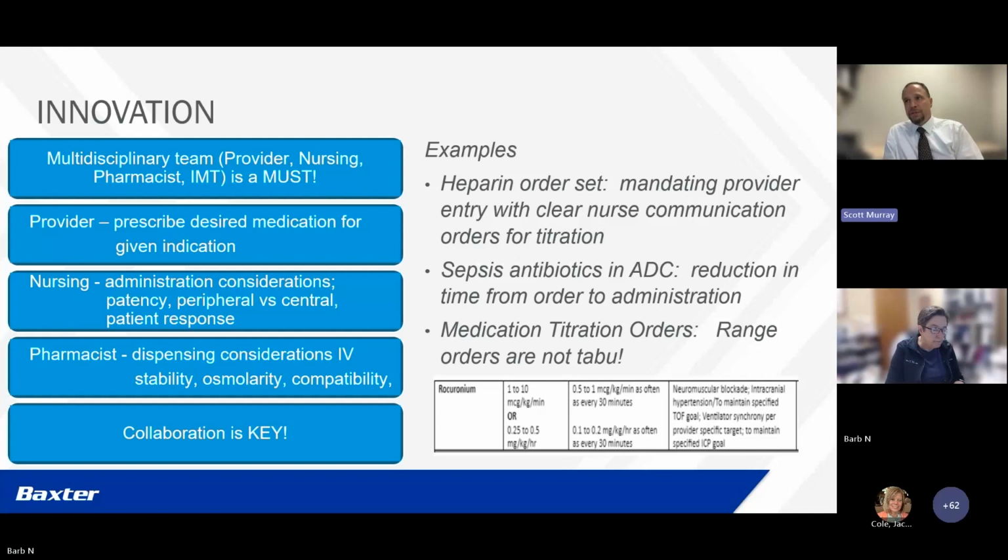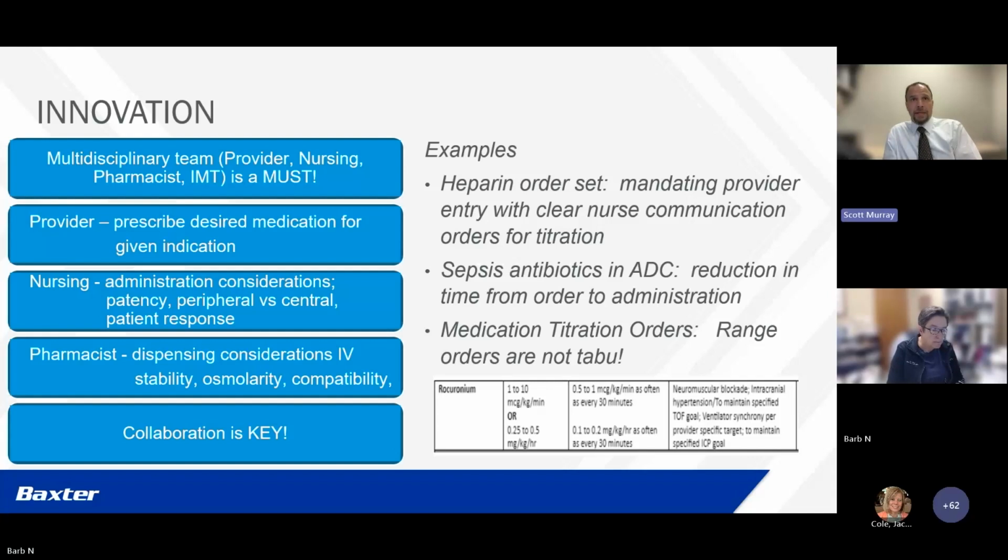And that was demonstrated at our institution with our heparin order set. We have had a heparin order set for a long time, and our EMR had developed a native heparin infusion protocol, and that the collaboration with nursing was key, and we still actually see it today.